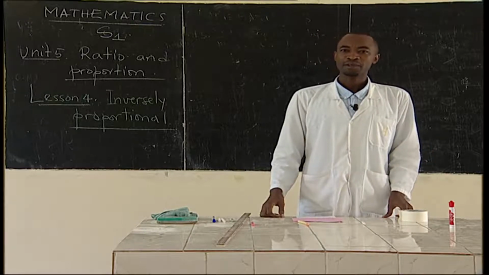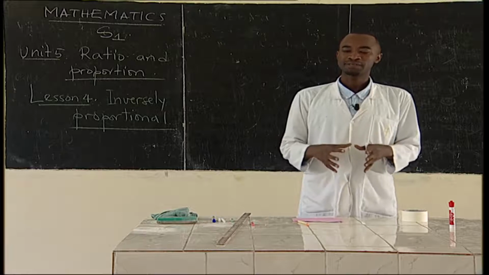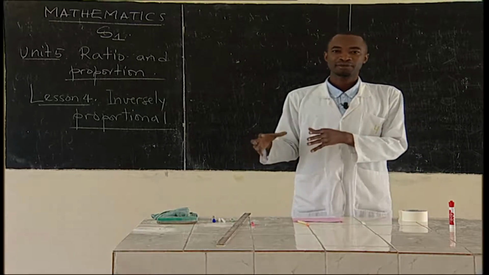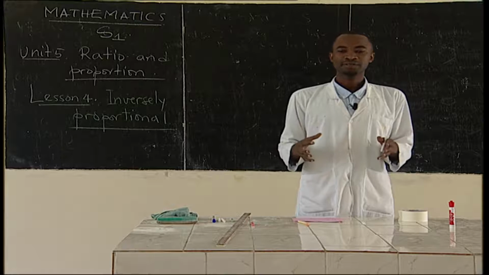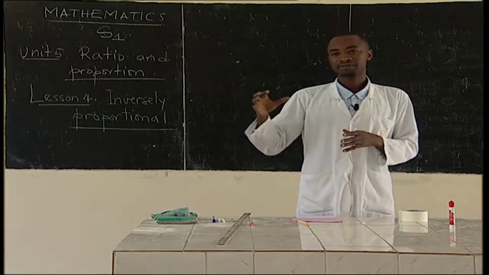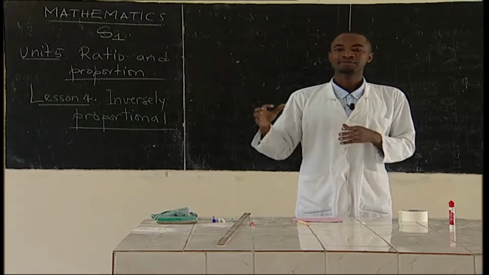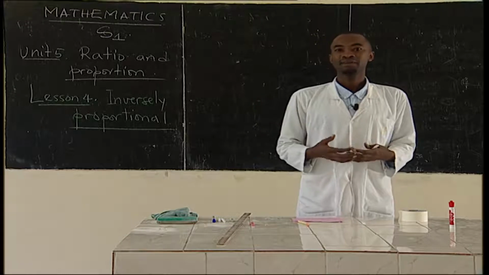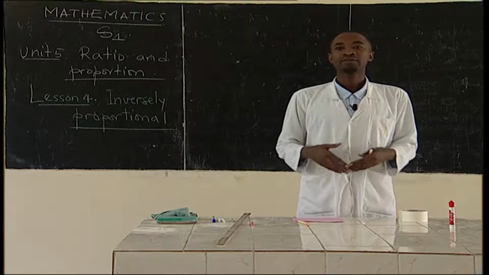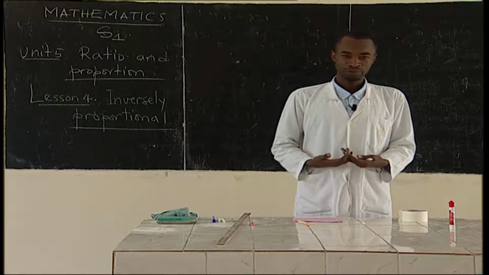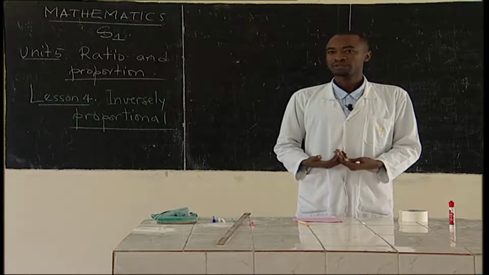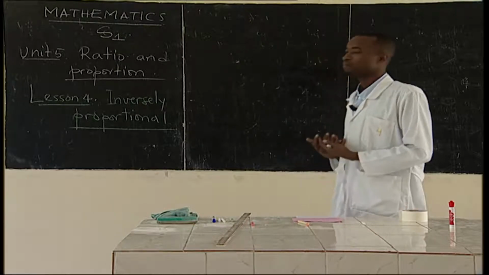We were saying if one quantity increases, the other one also increases. Whenever you have two quantities and one quantity increases, the other one also increases. At that time, we say those two quantities are directly population. But today's lesson is all about inversely population.